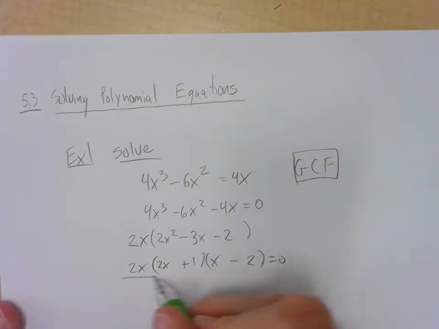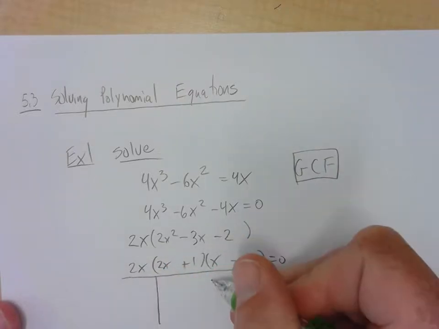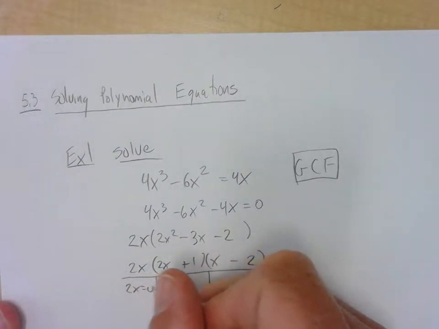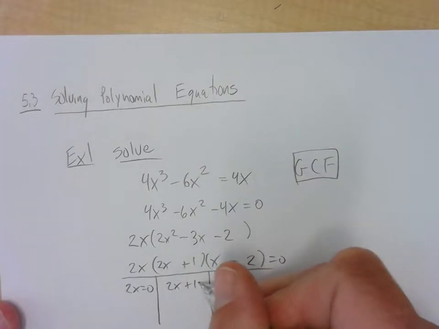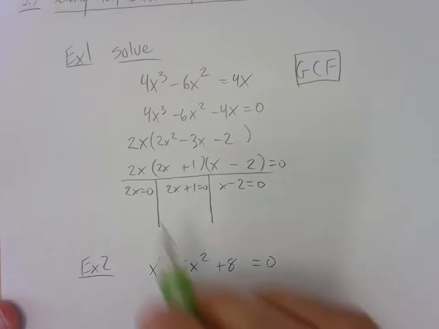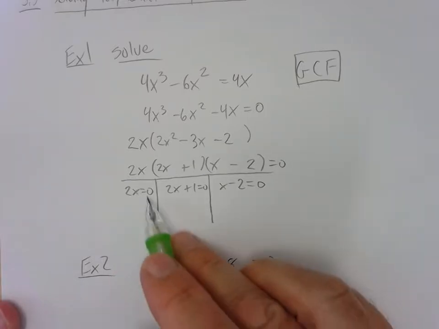Now I do zero product property. So set each factor equal to 0. And so instead of solving the big complicated thing, we get to solve the little baby things, the things that are now set equal to 0.